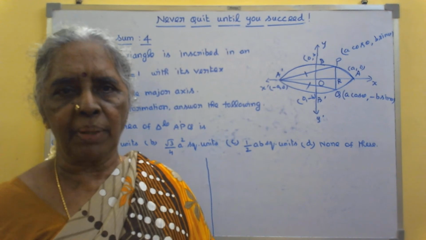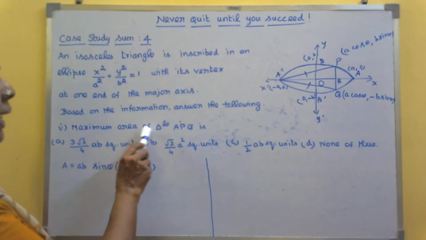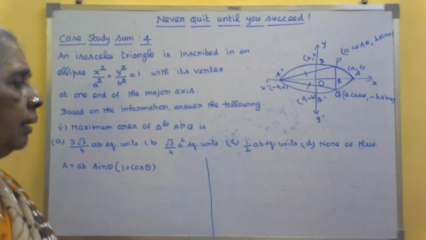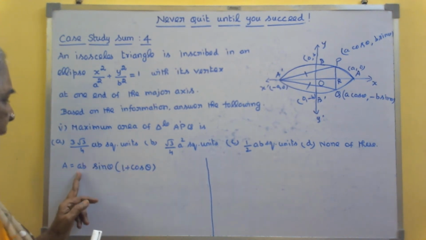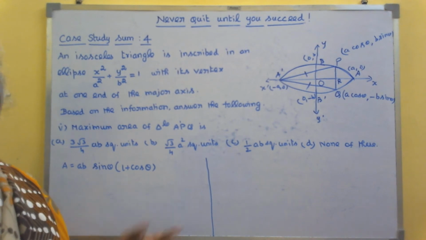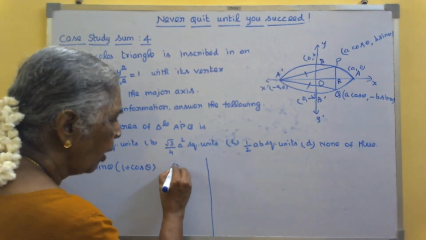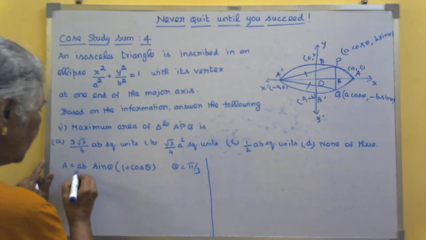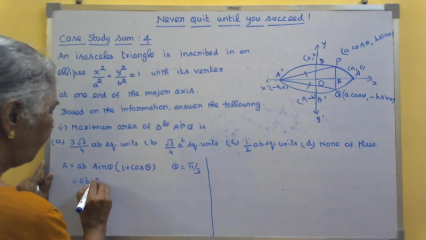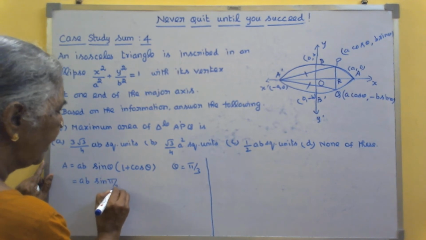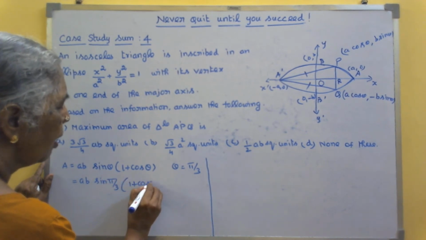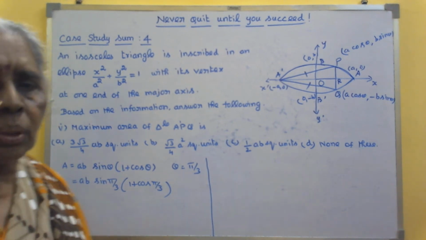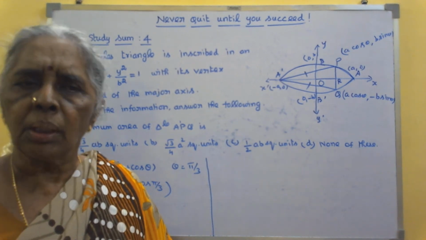Let us see the fifth subdivision. Maximum area of triangle A dash PQ. Yes, you have already found what is the theta, and A, you know it is AB sin theta into 1 plus cos theta. You have also found theta is equal to pi by 3. So let us now substitute. So the area will be AB sin pi by 3 into 1 plus cos pi by 3. You know sin pi by 3 is root 3 by 2. Cos pi by 3 is equal to 1 by 2.